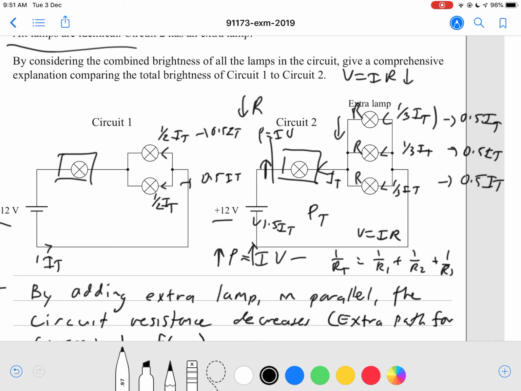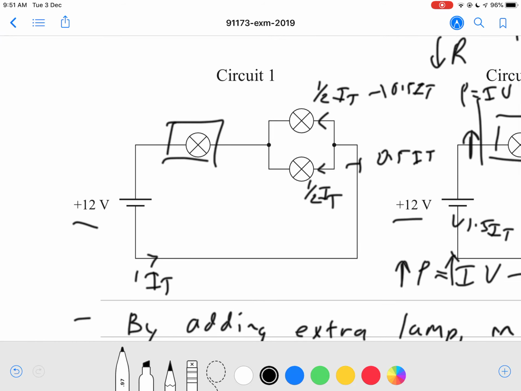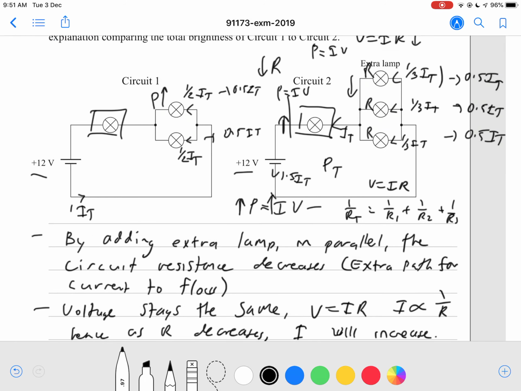So all of these bulbs will experience a decrease in voltage, and as P equals IV, that means as the current stays the same and the voltage is decreased, each individual lamp in parallel will be less bright than the bulbs in the parallel of circuit 1. So the bulbs in circuit 1 in parallel will be brighter, so these will have increased power. However, the bulbs in the parallel of circuit 2 will be less bright because it's decreased power.